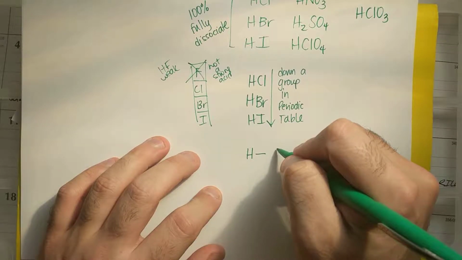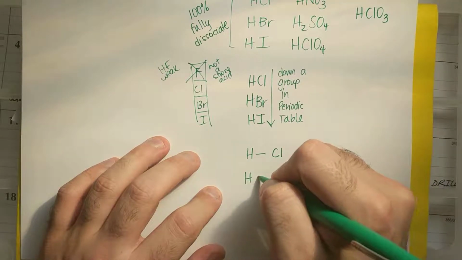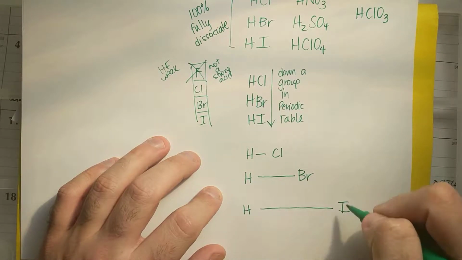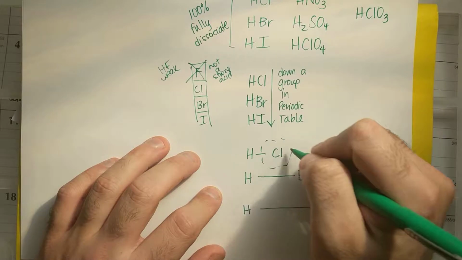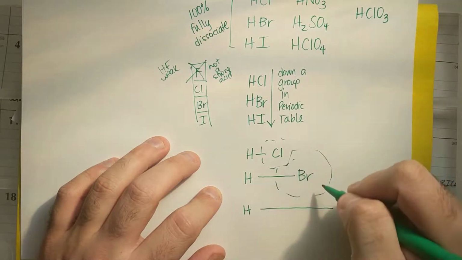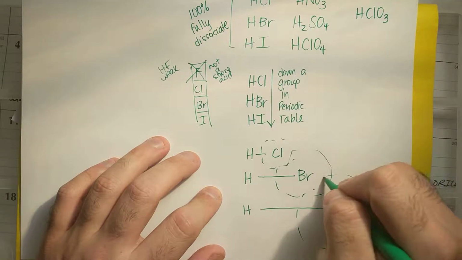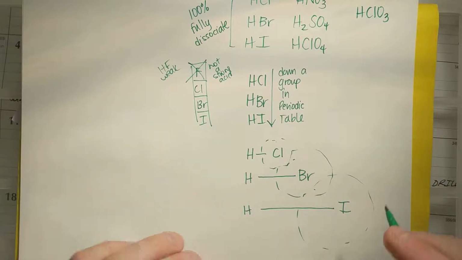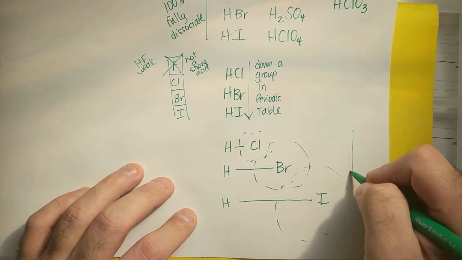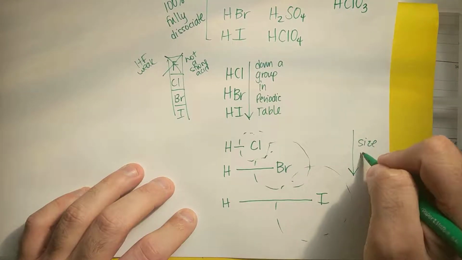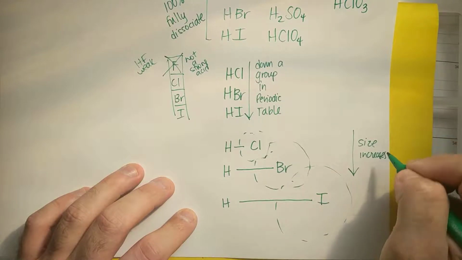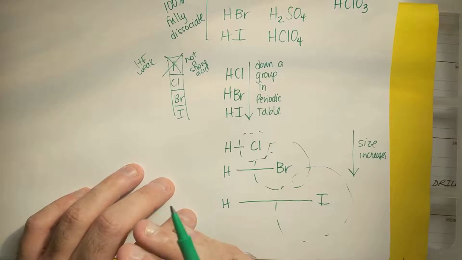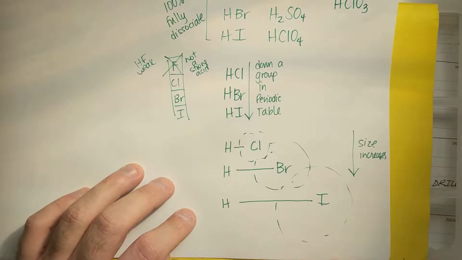I have HCl, HBr, HI. And this is because not only are my elements Cl, Br, and I getting larger as we go down a group, its electronegativity is decreasing. So size increases as you go down a periodic table. Now, we don't know this trend yet. I'm not going to make us recognize this until we get to the chapter on the periodic table.